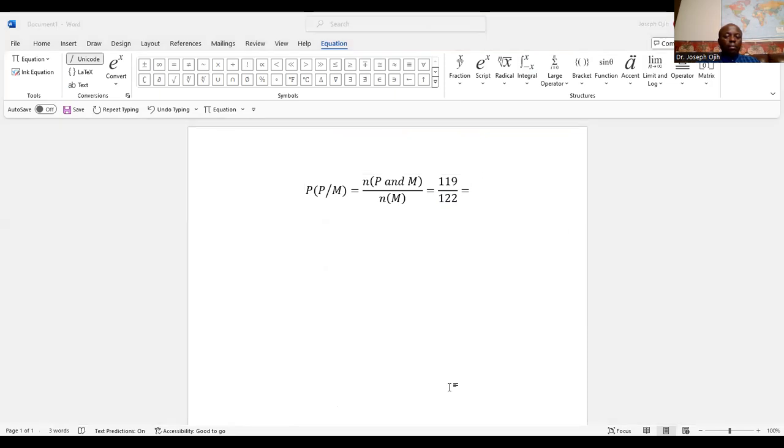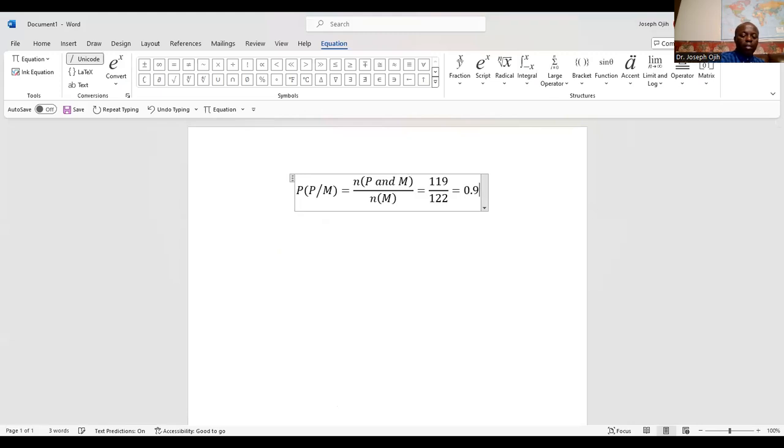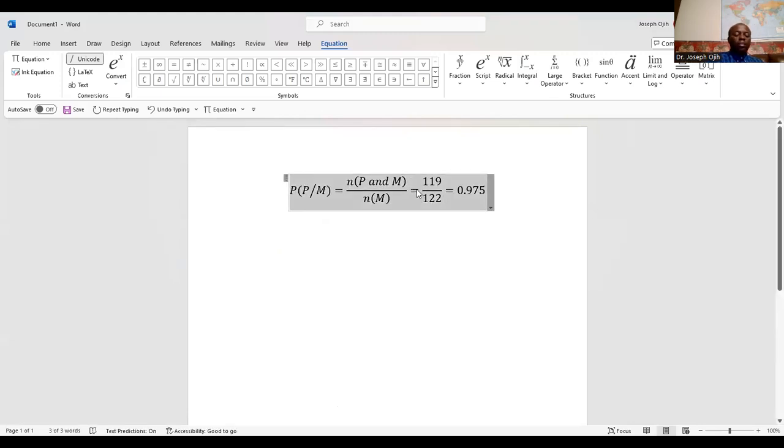119 divided by 122 is 0.975. You can say that there is a 97.5% chance that the subject tested positive, given that they use marijuana.